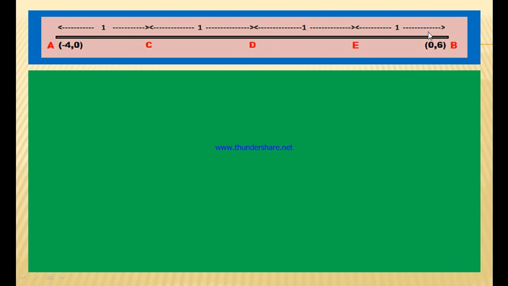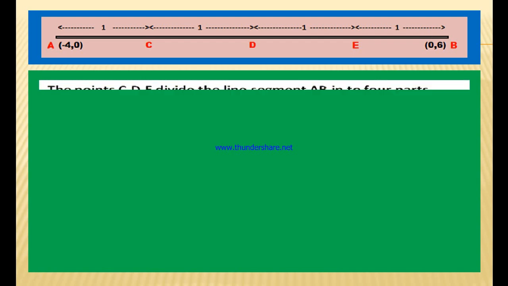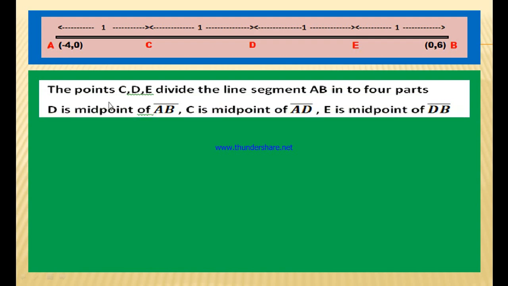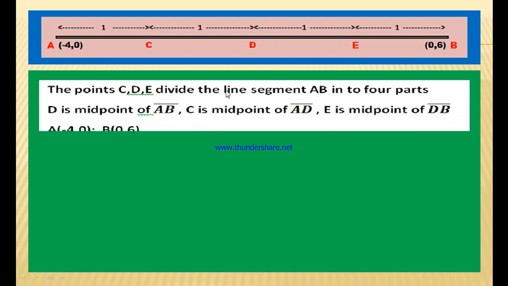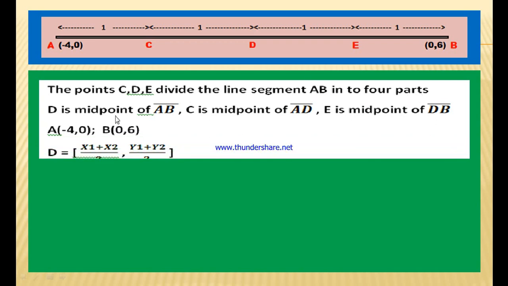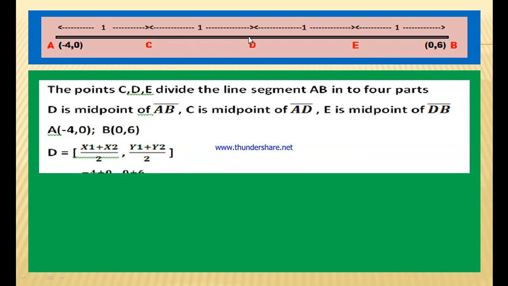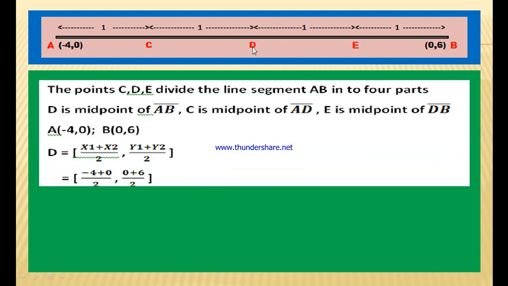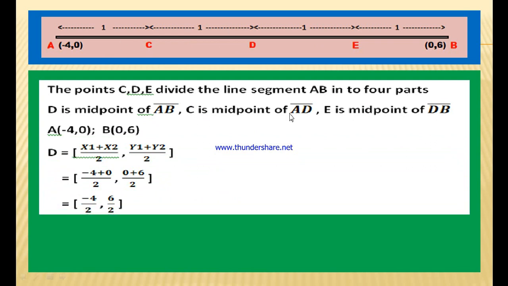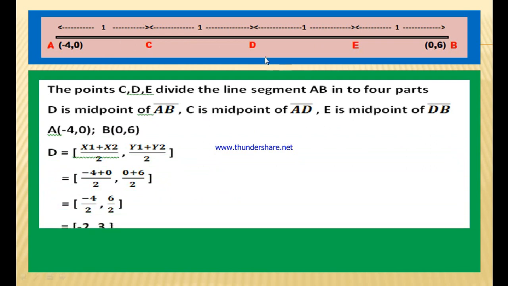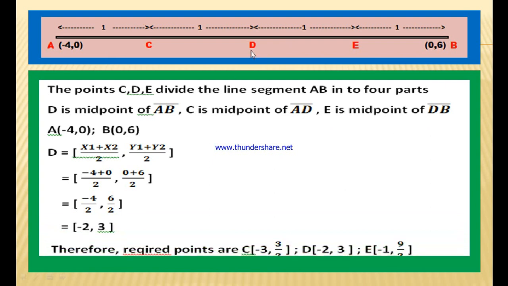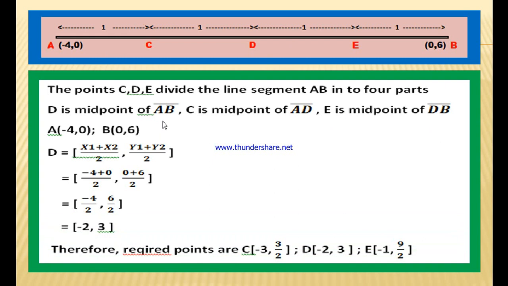Now let us use the midpoint formula to find the coordinates of C, D and E. You see, the points C, D and E divide the line segment AB into 4 parts and D is the midpoint of AB. C is the midpoint of AD and E is the midpoint of DB. First of all, let us find the D value. We know that D is the midpoint of AB.